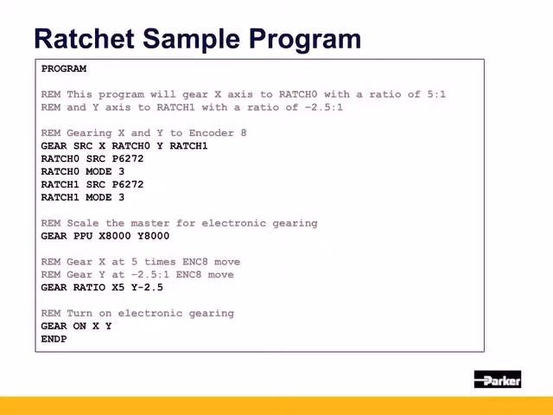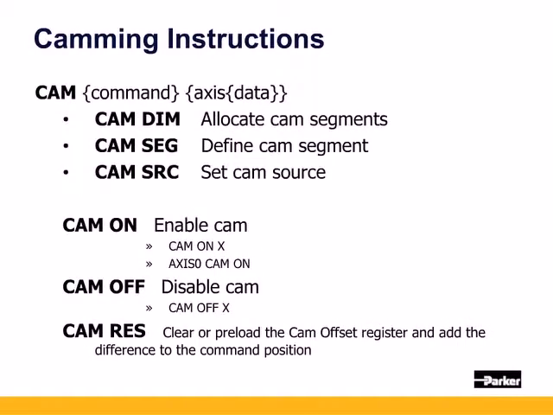Now let's take a look at camming. Camming looks somewhat similar to gearing, but instead of gearing to a parameter, you dimension the number of segments the cam will have, and then define those segments as an array of points. Enable the cam with cam on and disable with cam off. Reset the cam or preload it with cam res.